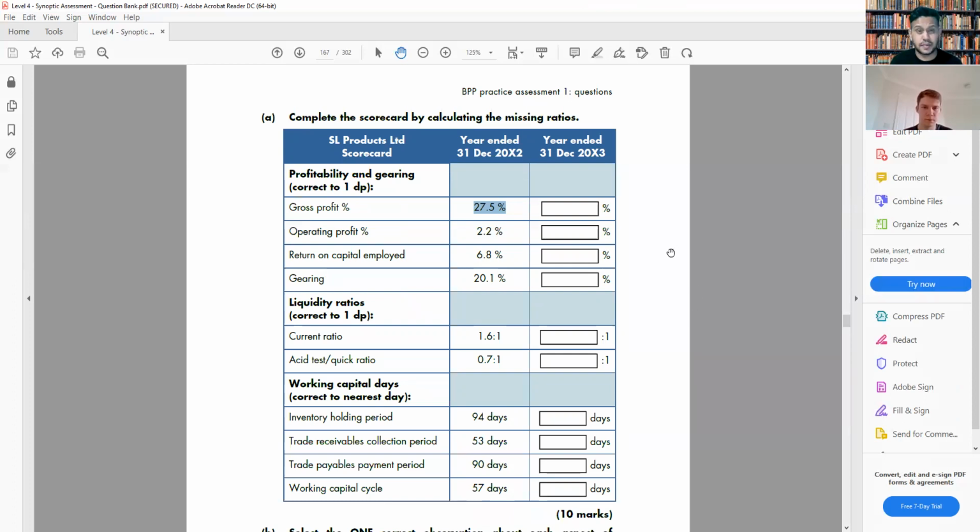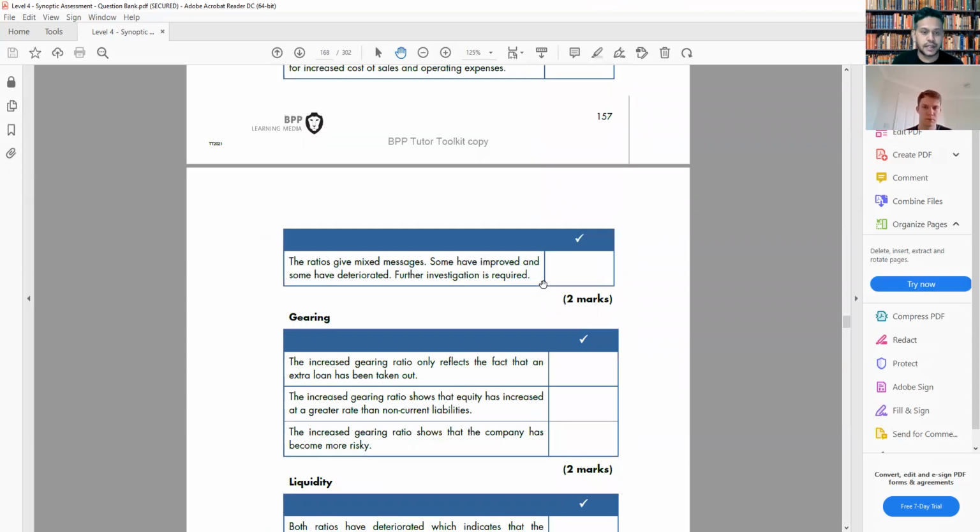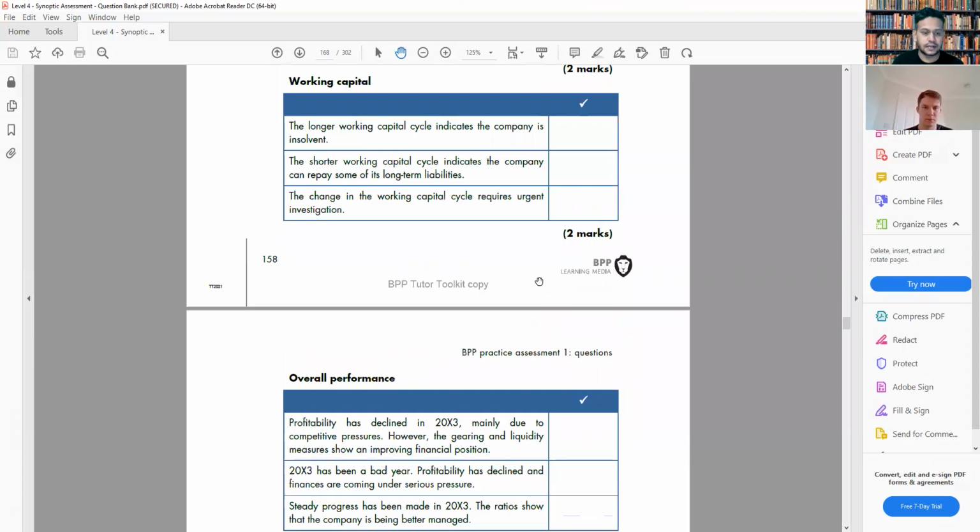But this question will come from the ratio analysis. So obviously it will be kind of the easy part to get the 20 marks from the exam. And they'll give you some MCQ questions here as well from the comment section. So you can do that.